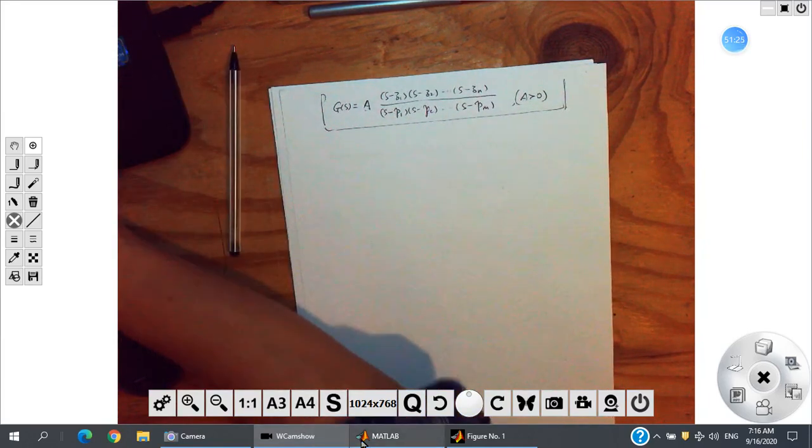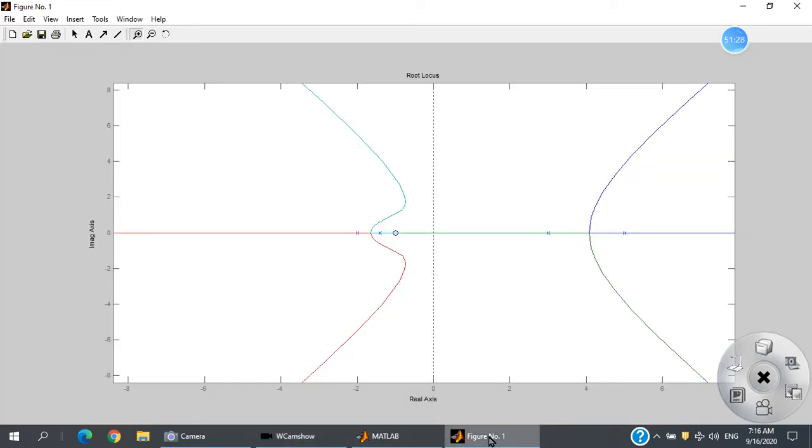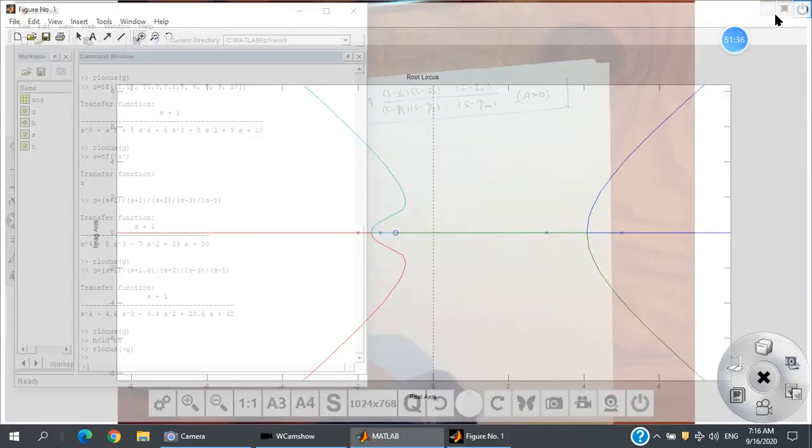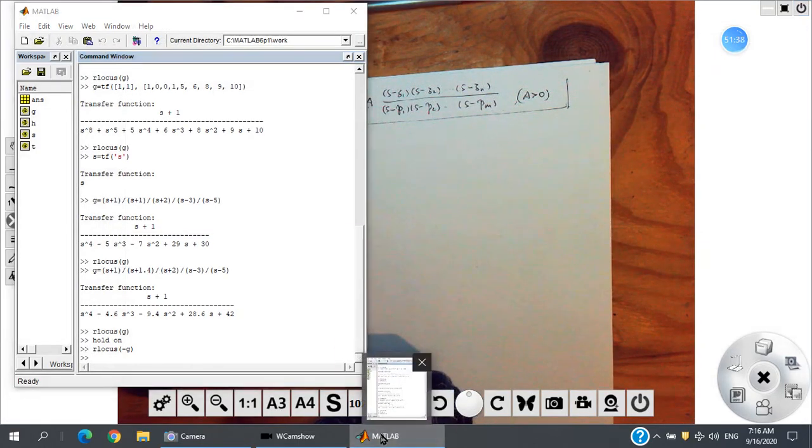Okay, let's go back to the graph. What else can we have? I have two. This is two of it. Now let me redraw it. I only consider one.